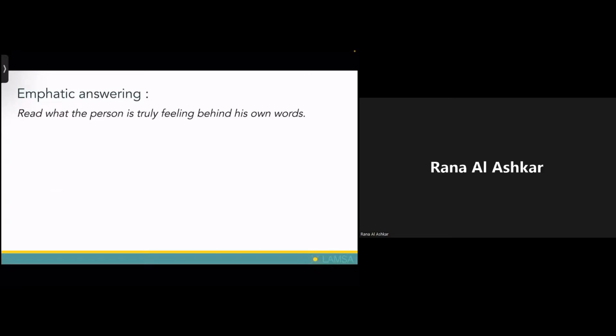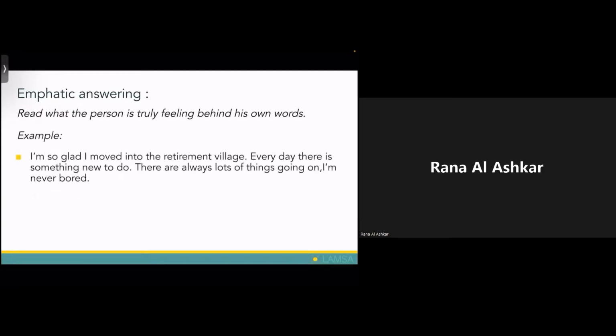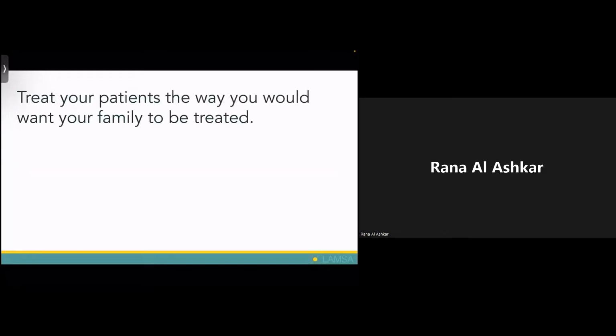So if we take the same example, I'm so glad I moved to the retirement village, I could say, you seem to be loving living there, because this is what he's trying to say. He's trying to say that I moved to a place where I can enjoy myself, I can do everyday activities, etc. So this is an empathetic answer. I told the person that I understood your feelings. I understood what you are feeling now exactly. Okay, these are components of effective communication that you can always train yourself to do, and they will really become very helpful in your practice.